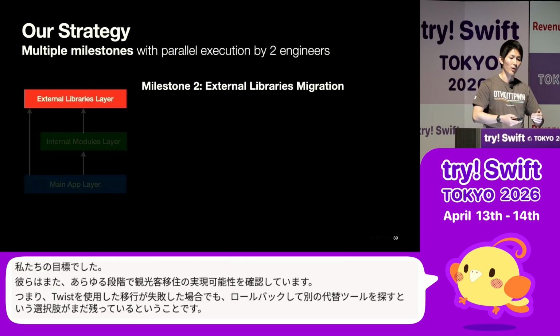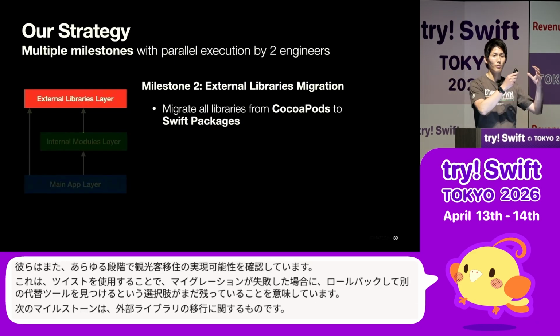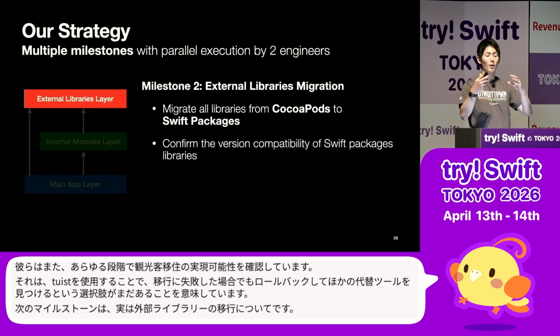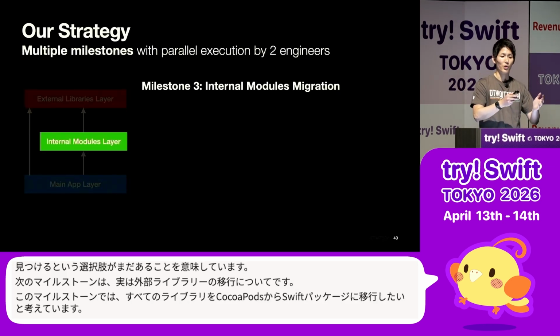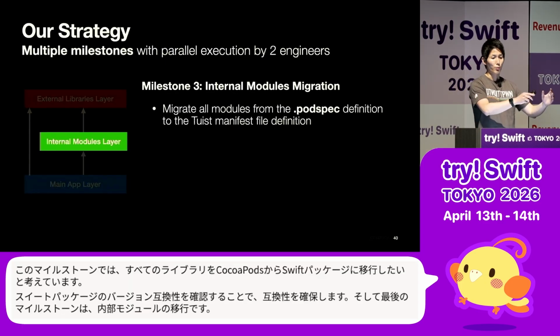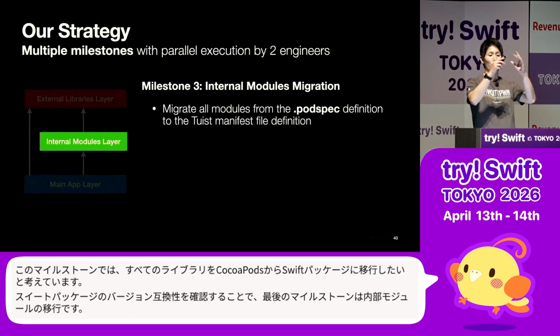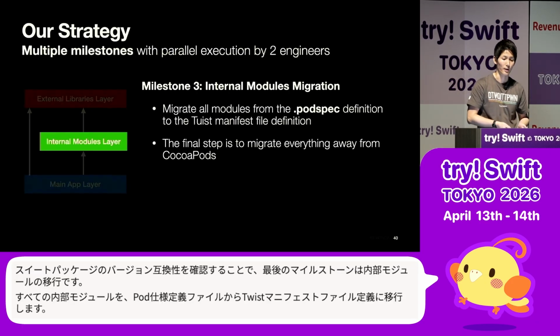Next milestone is actually about the external libraries migration. At this milestone, we'd like to migrate all libraries from CocoaPods to Swift packages by checking the version compatibility of the Swift packages. And the last milestone is to migrate internal modules. Migrate all internal modules from the pod spec definition file to the Tuist manifest file definition. And this is the last step to migrate everything.